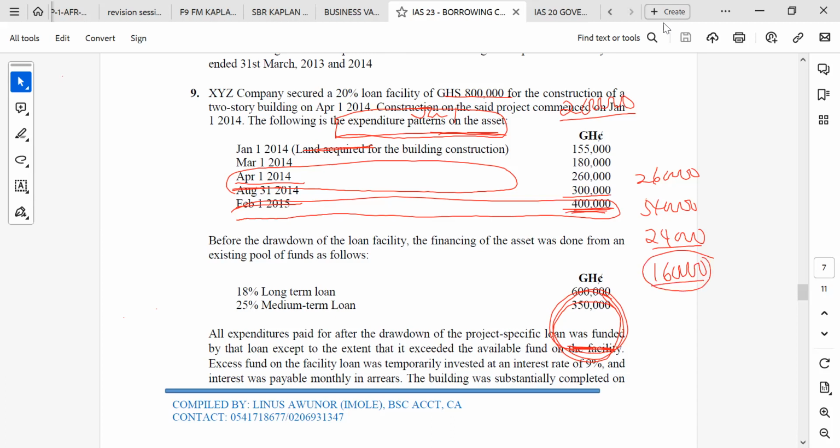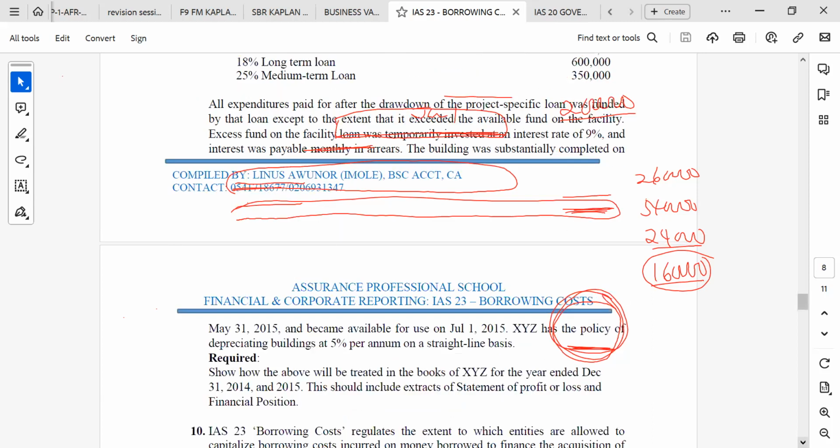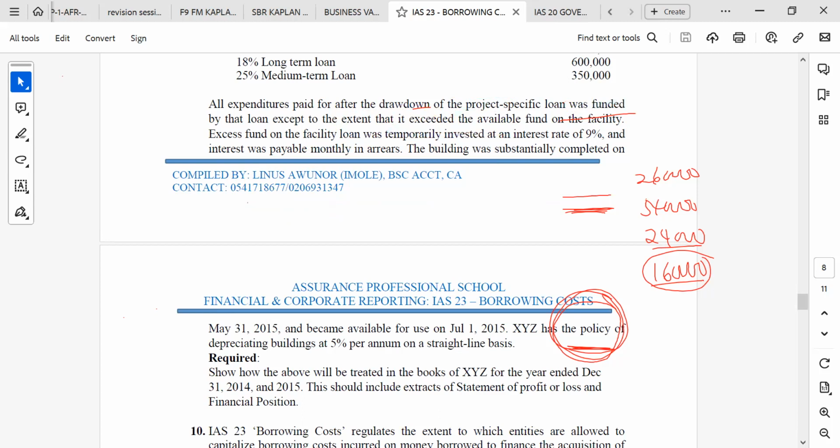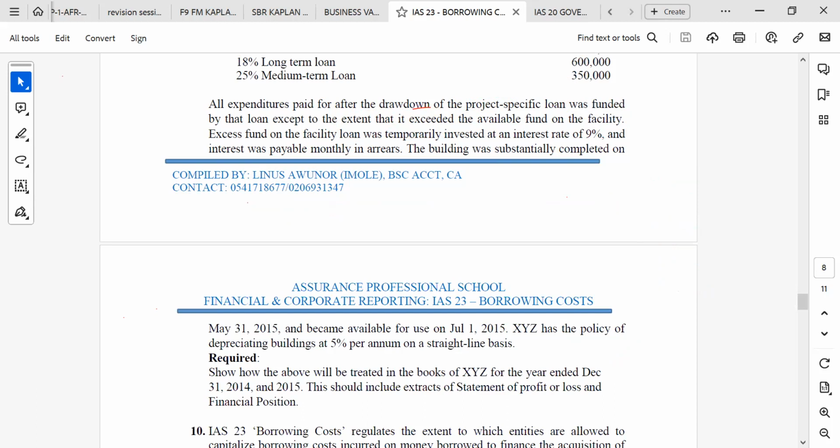So the question now is, what are they asking us to do? They are asking us to show how the above will be treated in the books, included in the statement of financial position for the 2 years. So let's take it one by one and move on. You can see that from the beginning, we were using the existing borrowing. So what we have to do is find a WACC for the existing borrowing. So let's calculate the WACC for the existing borrowing.